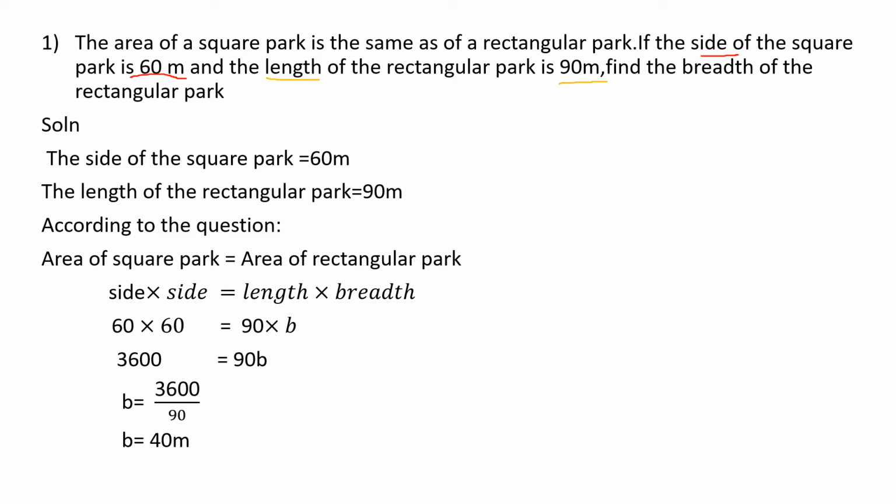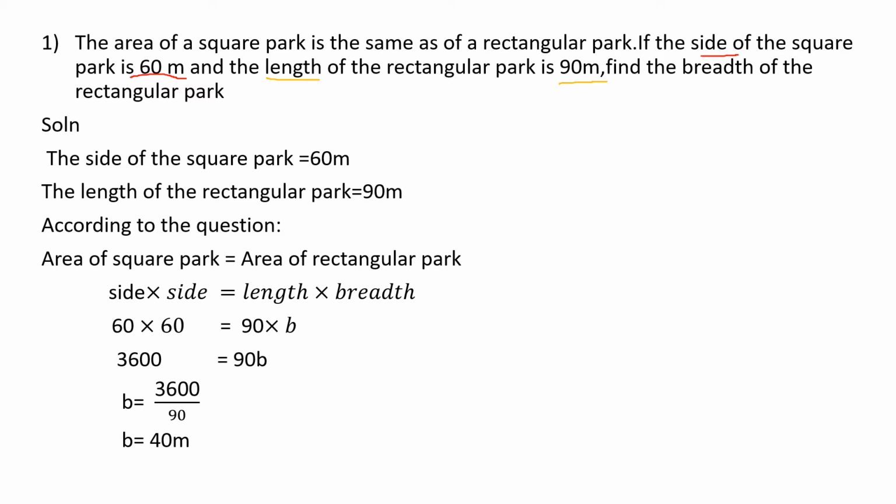So keep a rough note with you and a pencil. When I'm saying, you can note it down. So I'm reading the question again. Consider there is a park near your home. The area of a square park is the same as that of a rectangular park. So there you have two parks near your home, and the area of the square park is the same as the rectangular park. One park is square in shape and another park is rectangle in shape.